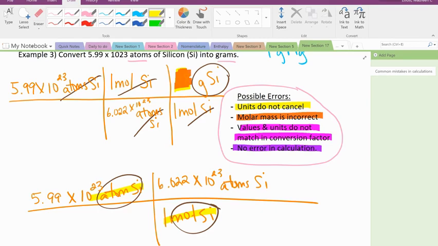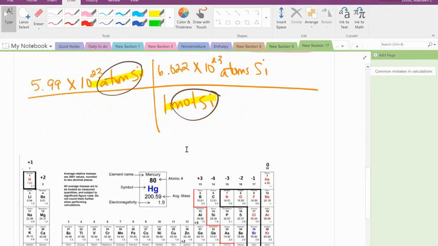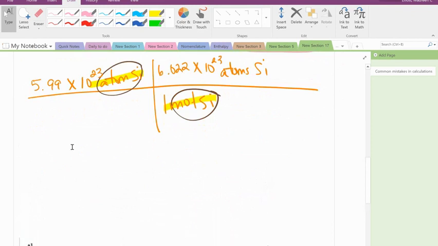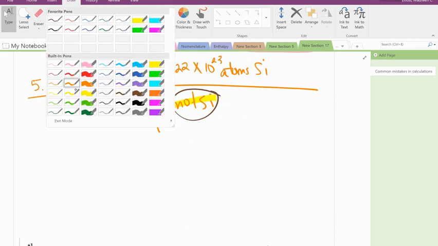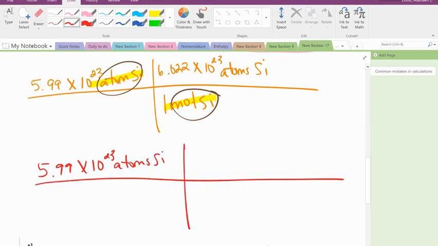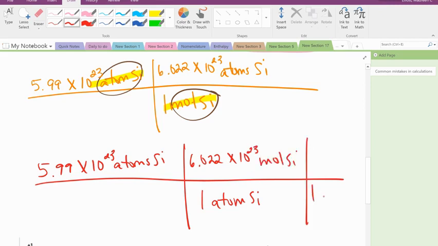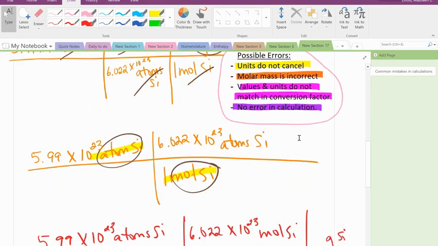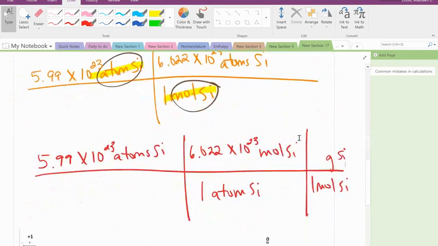The last one is that the values and the units don't match in their conversion factor. This is probably one of the most common mistakes that I see when grading students' work. So here's what that would look like. If I had 5.99 times 10 to the 23rd atoms of silicon, one of the most common mistakes is that students say there's one atom of silicon for every 6.022 times 10 to the 23rd moles of silicon. And then they'll go on and do the mole step with the gram step accurately. We said that it was 28 grams. So that part looks good.